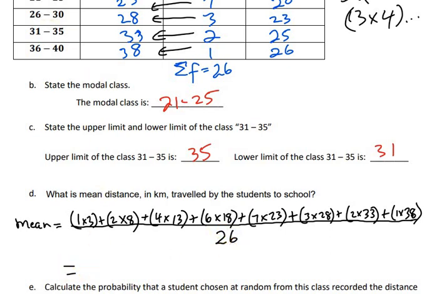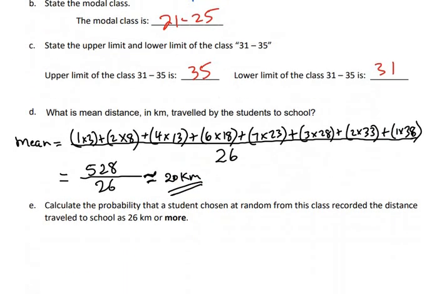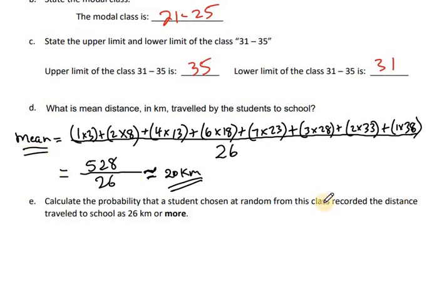And this will give us, so we multiply out the top and add the values, we'll get 528 divided by 26. Dividing 528 by 26, we'll get 20.307, etc. But let's round this off to the nearest kilometer, and we'll get 20 kilometers. That's our answer in terms of the mean average.